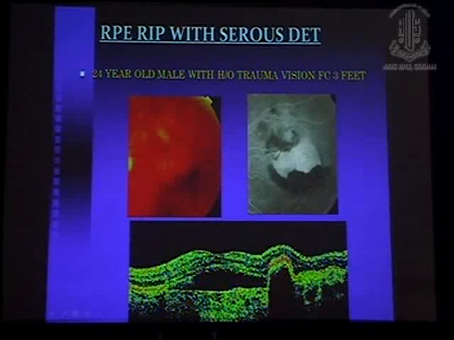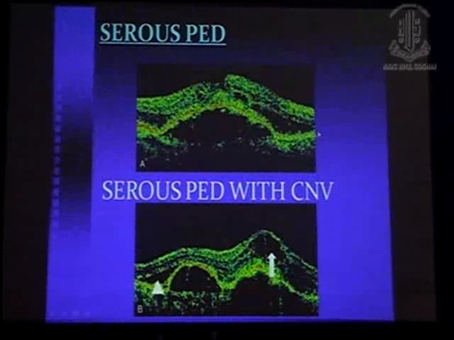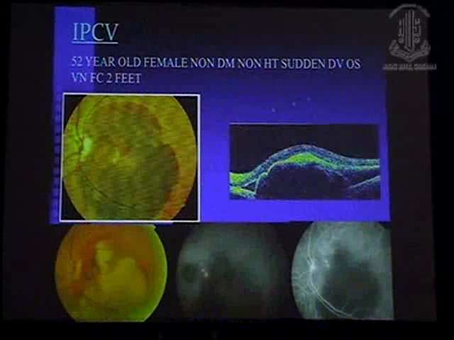You get an area of double folding of the RPE with a shadowing behind, with sensory serous fluid, with loss of RPE in this area. So you know that you're dealing with an RPE problem, and prognostically this patient would not have a very good prognosis. Then serous PEDs and serous PEDs with CNV.